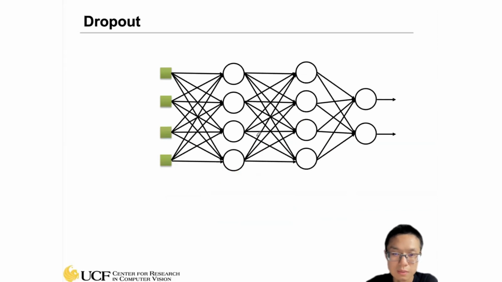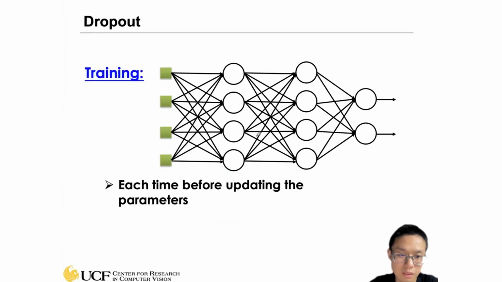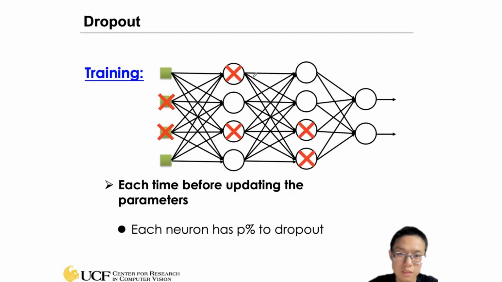So for dropout, it's also a way of doing regularization and preventing overfitting. So during the training, each time before we update the parameters, we can randomly drop out a couple of neurons, right? So here we can specify a probability for each neuron to drop out, which means you can disconnect this neuron, right? So disconnect this connection, okay? As if this neuron was not there, right? This path has been disabled, okay?